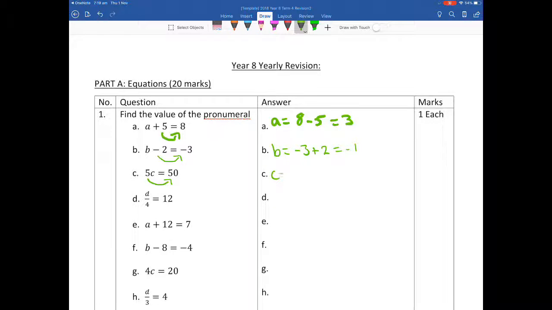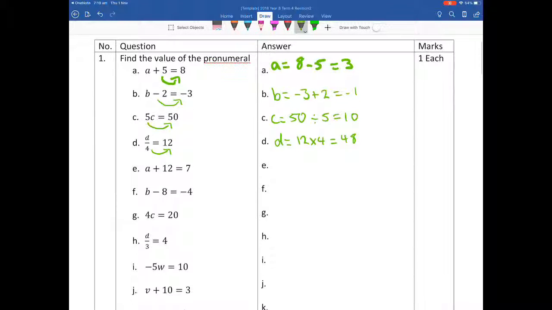If we're timesing C by 5, we're going to divide 50 by 5. End up with 10. If we're dividing D by 4, we're going to times the 12 by 4. D equals 12 times 4, which is 48.